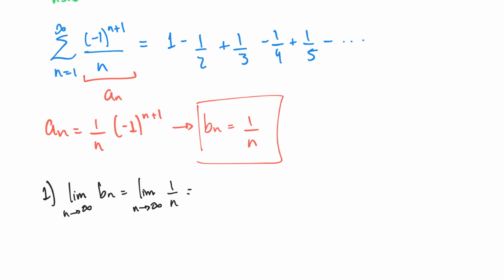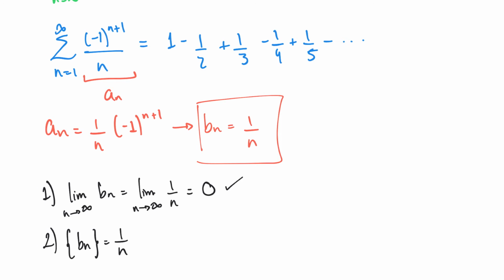And indeed, we can tell right away that it is equal to 0. So that's a good sign right there. And then the second one, we need to be able to prove that b sub n decreases monotonically. There are a few ways to do that.